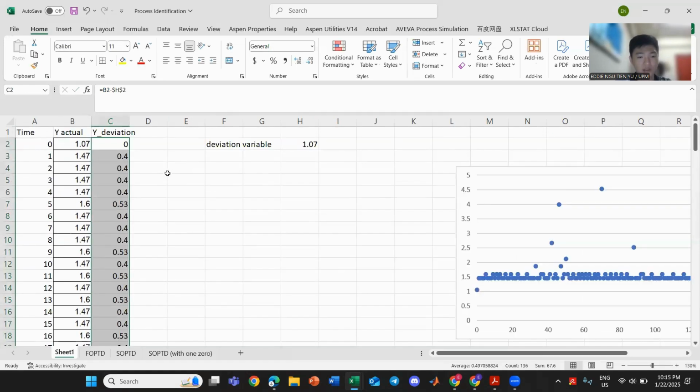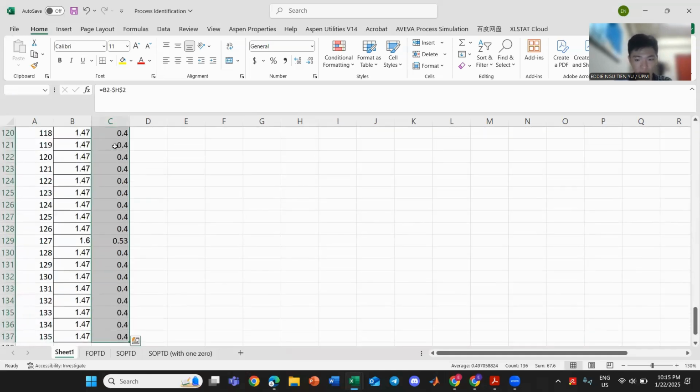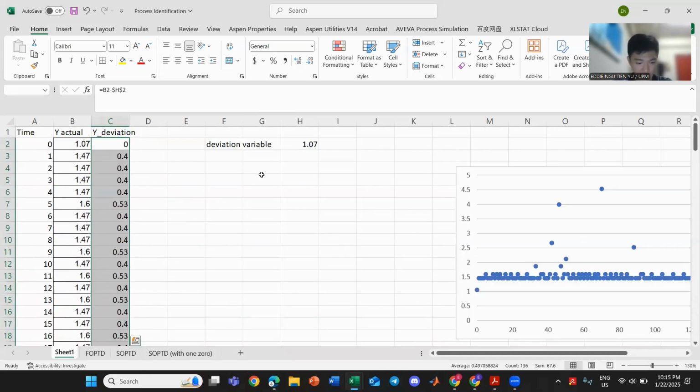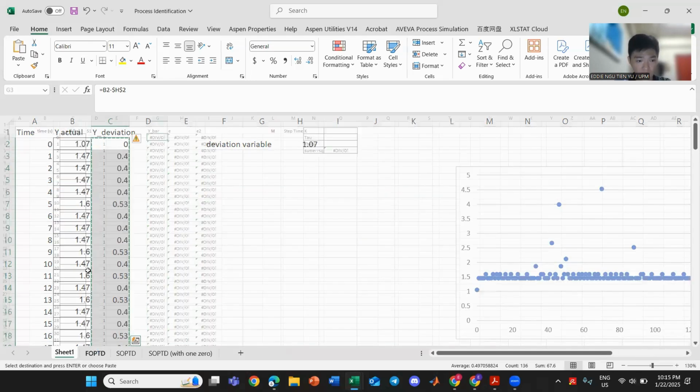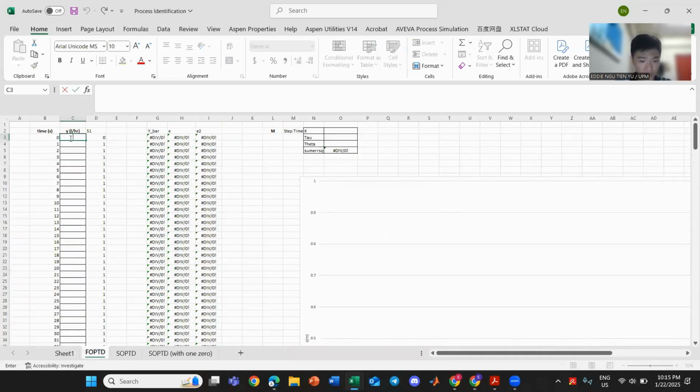Okay, so this is the y deviation that we have to study about the effect of the steady state with FOPDT, SOPDT, and SOPDT with 1, 0. So we use this value to test each of the transfer functions. First, we will test with the FOPDT. So we will fill it in this column.